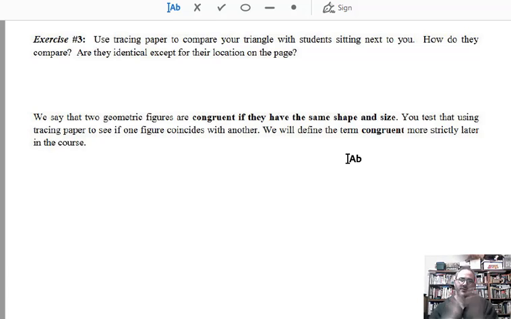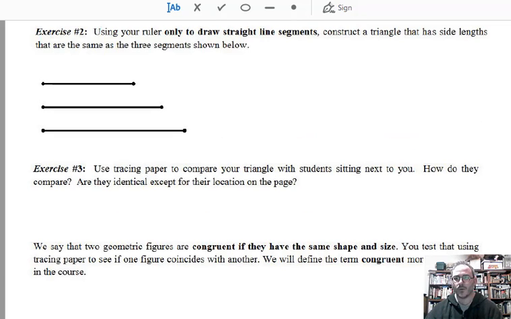Use tracing paper. Maybe you have tracing paper, maybe you don't. Use tracing paper to compare your triangle with the student sitting next to you. How do they compare? Are they identical except for their locations on the page? Well, I deleted everything. I'm not going to recreate it. But use your tracing paper and see if the triangle that everyone else created was the same as yours. If you're not with anyone, I'm going to spoil the surprise.